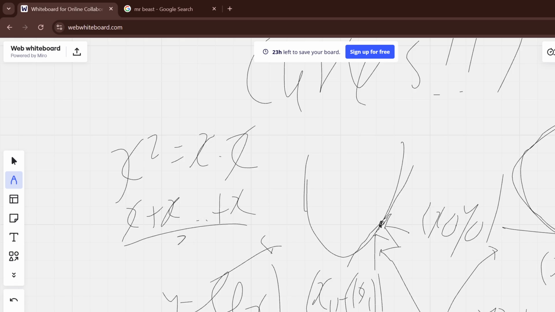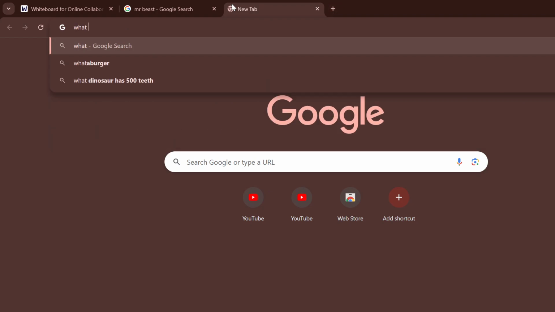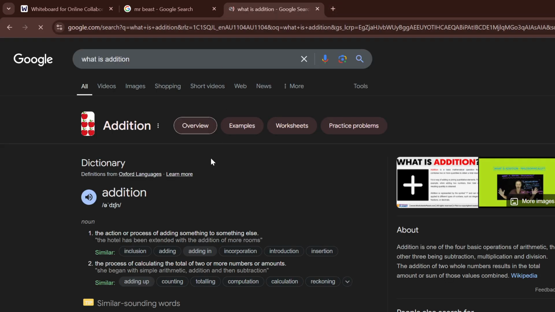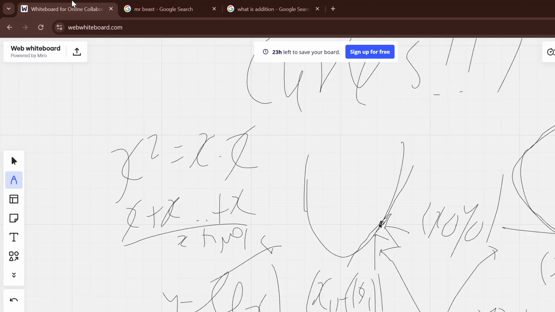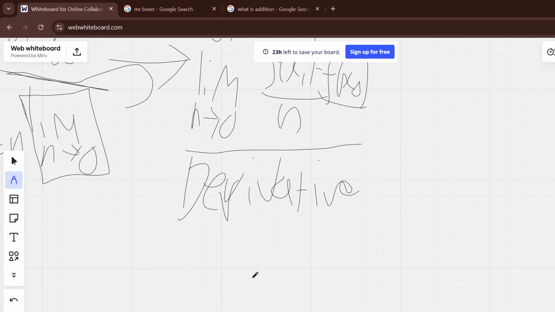If you don't know what addition is, let's see, what is addition? The action or process of adding something to something else. Okay. Now, let's go back to this.